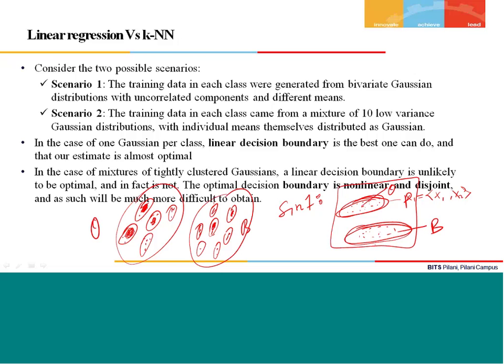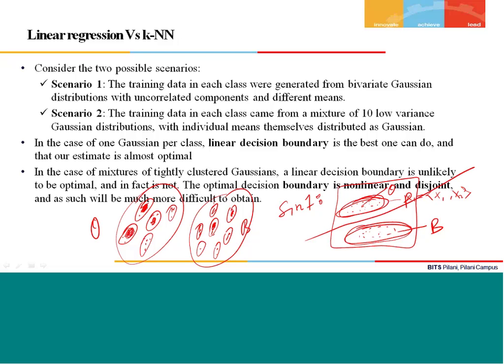If I need to classify these orange and blue points, what is the best hypothesis I can take? Because these are only two Gaussian mixture models, I can best define them with a linear hypothesis, because these are two Gaussian mixtures. So a linear hypothesis is the best I can do in this case.